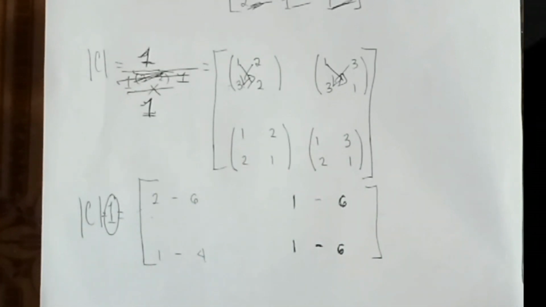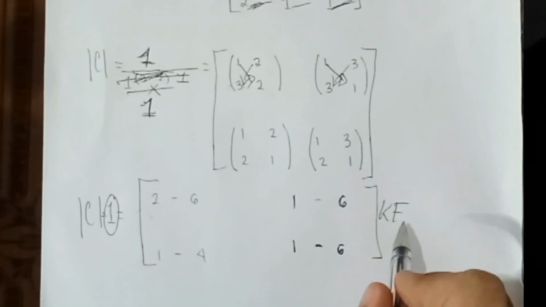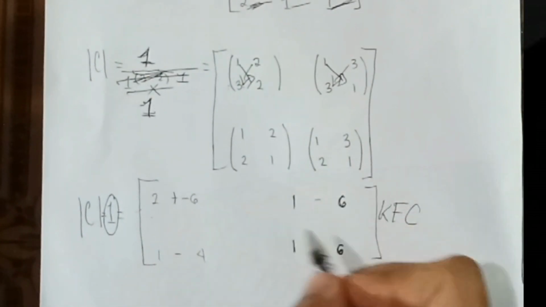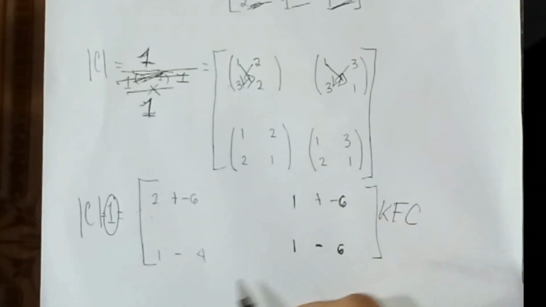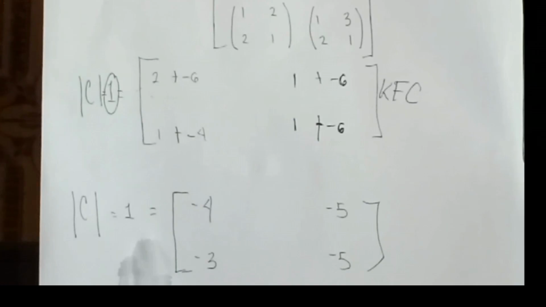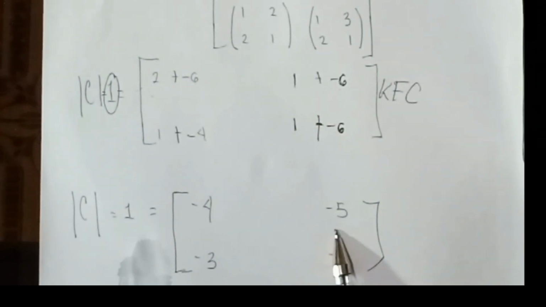And then, dito naman, para masolve naman natin ito, gagamit ulit tayo ng KFC method. So, KFC method, keep, flip, change. Magiging yung positive, magiging negative. So, the 2 plus negative 6 is equal to negative 4. Then, the 1 plus negative 6 is equals to negative 5.